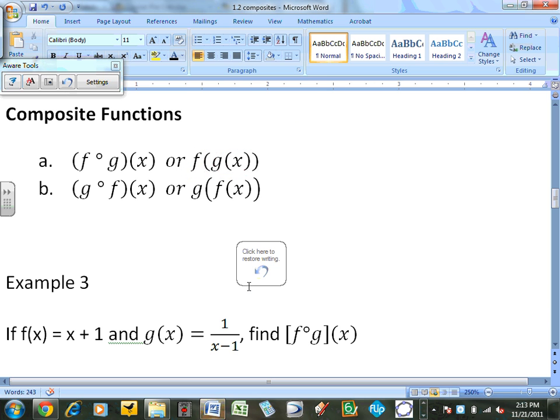And kind of vice versa here in B, it's saying g of f of x. So now it's saying, what is the value of the function g of x when I plug in the f of x function? You'll see more as I do an example. It'll make more sense as I go on here.